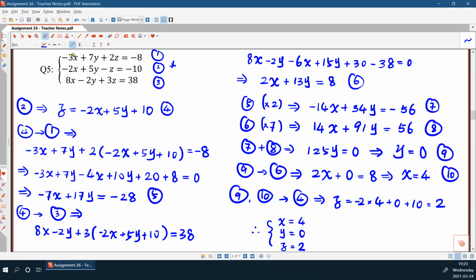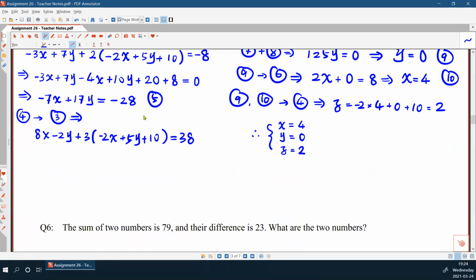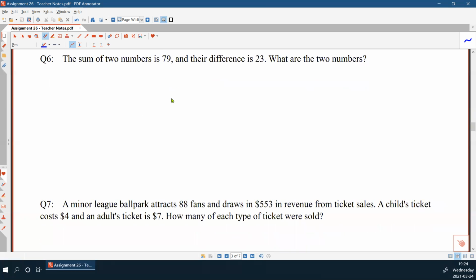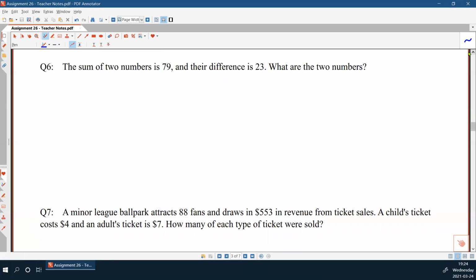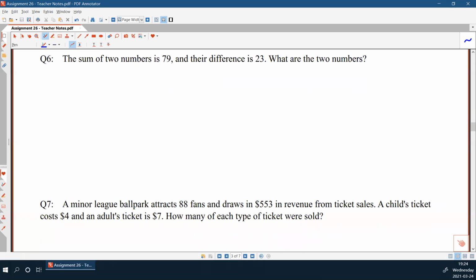Okay, so the key to solve a system of 3 linear equations is to reduce the number of variables first. Convert this system to a system of 2 linear equations and solve the new system, and then put the 2 variables back into the original system to solve the rest of the variable. Okay? All right, if you don't have any questions, let's move on to the next one.